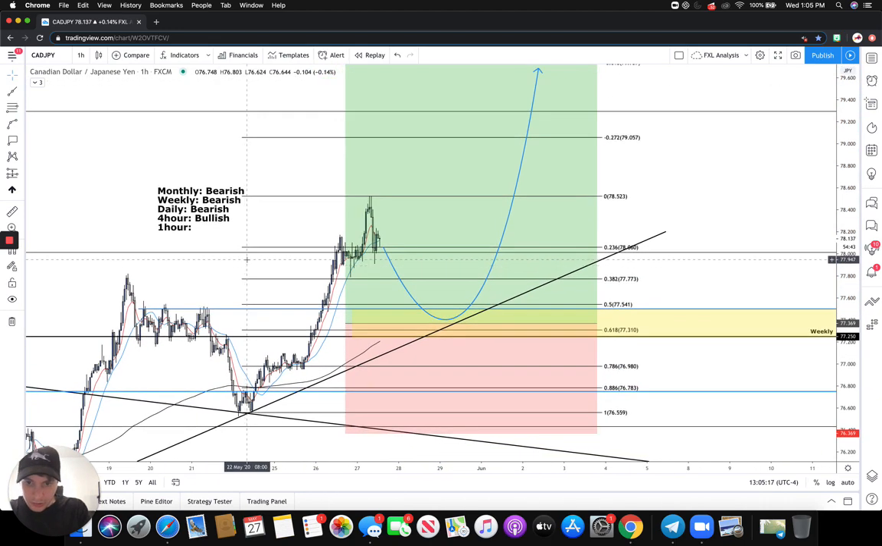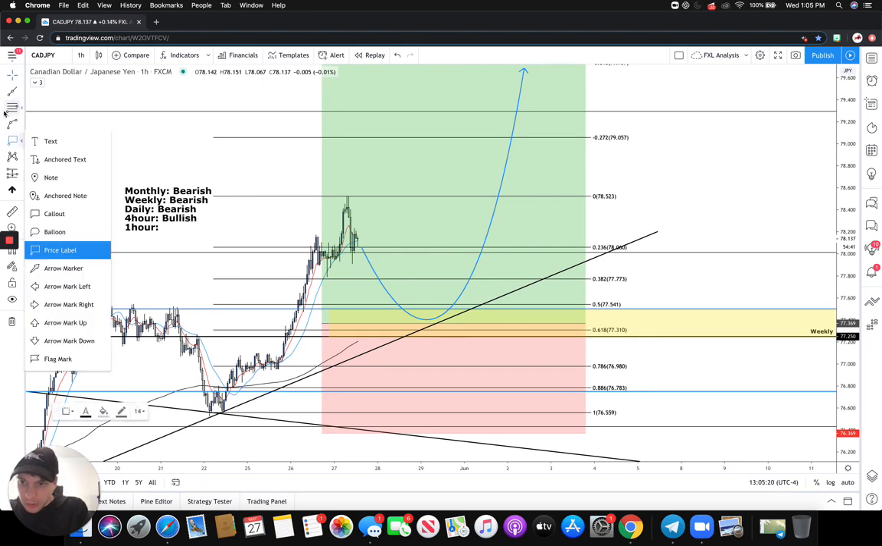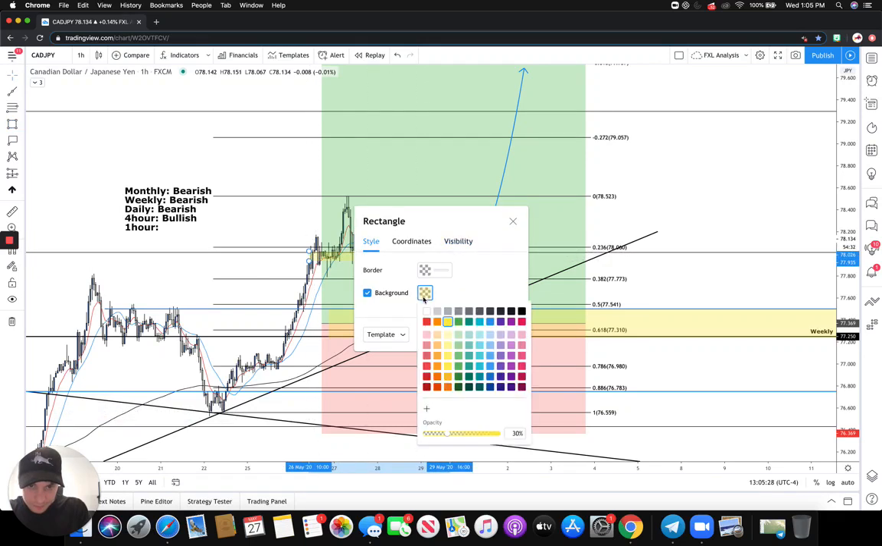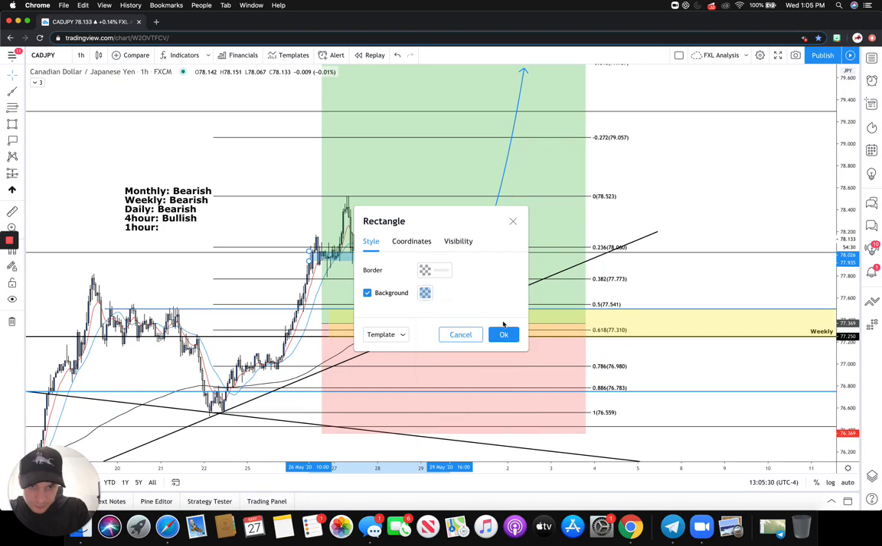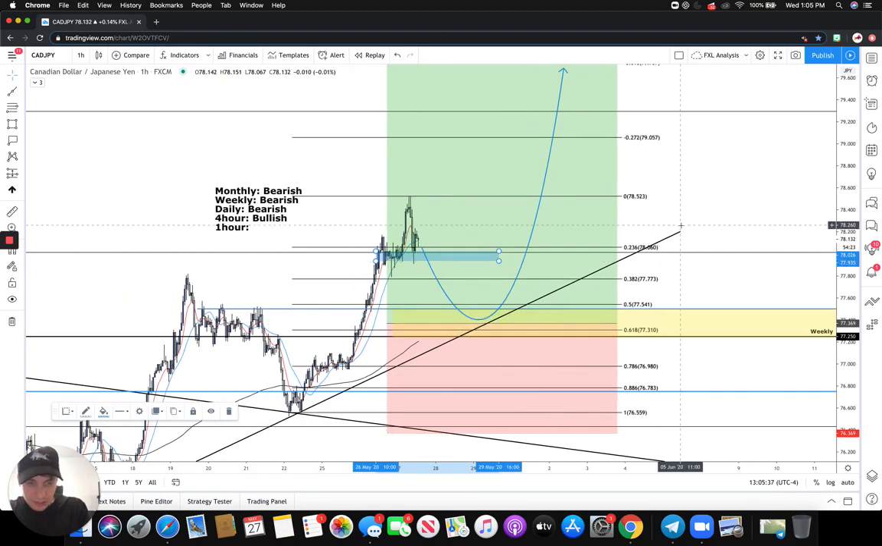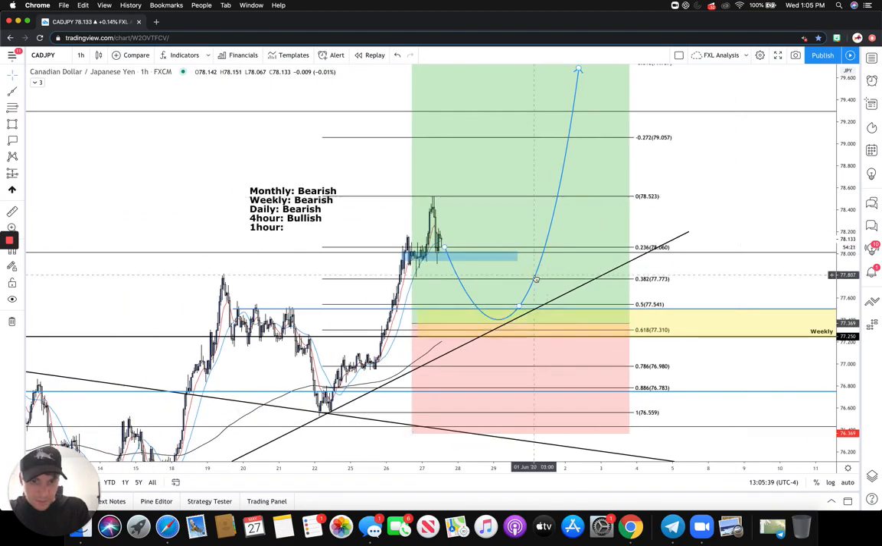So what we want to see currently is this break. We want to see this little area break here. Let's go ahead and mark this off. Blue. So we want to see this area break, drop lower, form some sort of structure, and then we can look for long opportunities. Because right now there is no entry opportunity here.